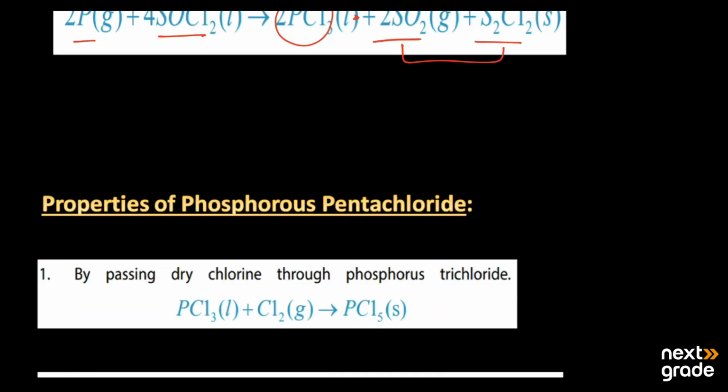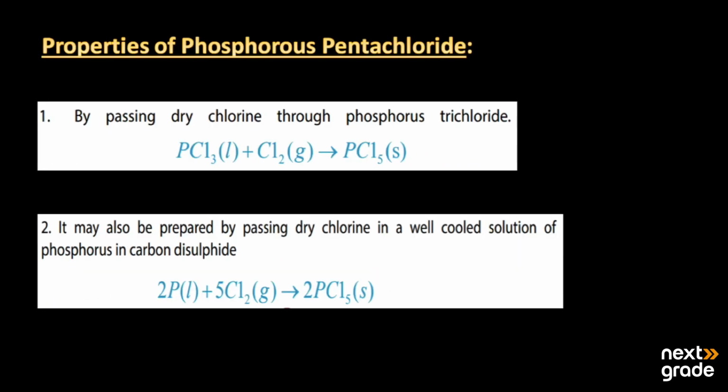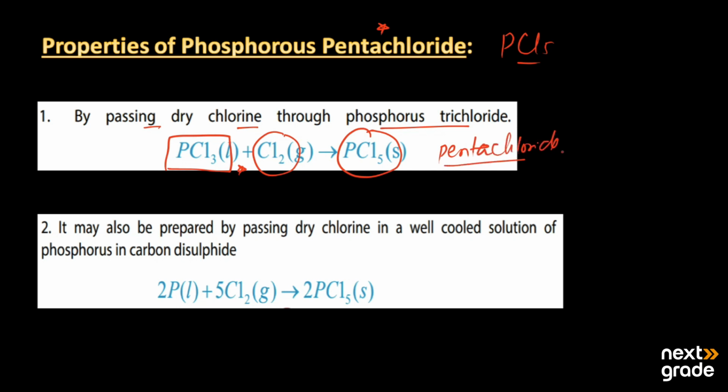After this we have some properties of the phosphorus halides, like how they react with other substances. Before this we have the preparation of phosphorus pentachloride. How can it be prepared? It can be prepared by passing chlorine through phosphorus trichloride. If we already have phosphorus trichloride in the liquid form and we pass chlorine gas over it, we can easily prepare phosphorus pentachloride. Pentachloride means it has five chlorines along with it.